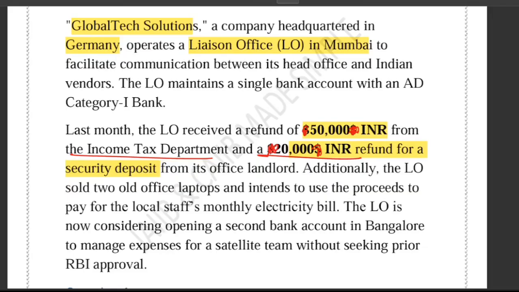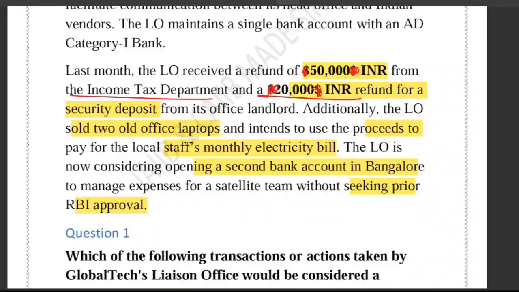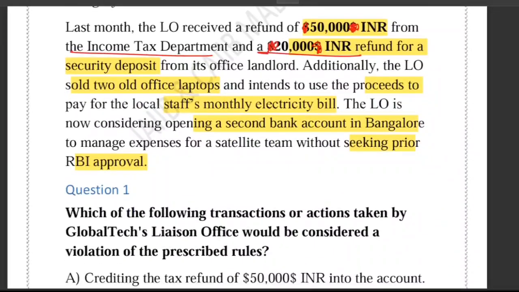And what they did, they sold 2 old laptops. So basically the LO sold 2 old office laptops and intends to use the proceeds to pay the local staff's monthly electricity bill. Now they want to open a second bank account in Bangalore without seeking prior RBI approval. That's it. Now the question is, which of the following is a violation of the prescribed rule?